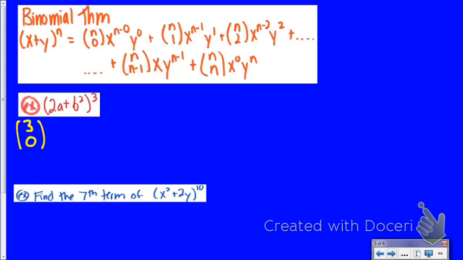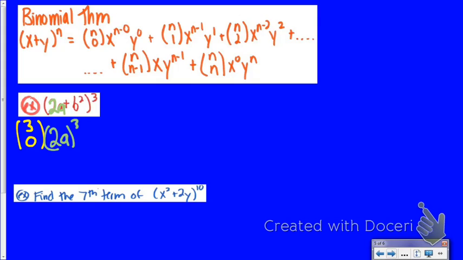Then I'm going to write the term, and I'm going to raise it to a power. So my first term here is this 2a. I'm going to take that 2a, and that 2a is going to be raised to the third power. Because remember, that first term gets the top number minus the bottom number. So 3 minus 0 is why it's raised to the third power.